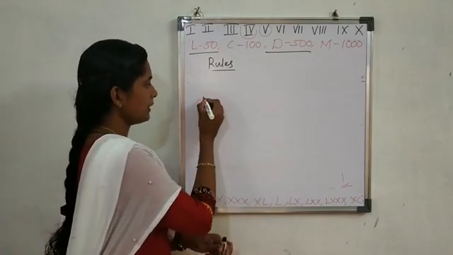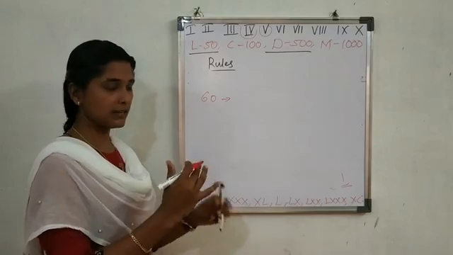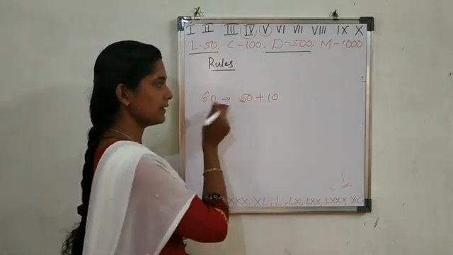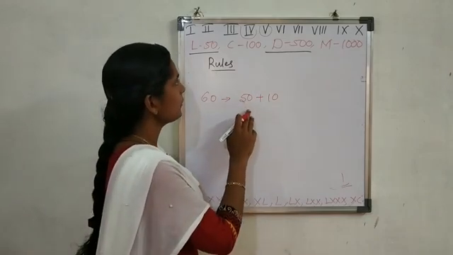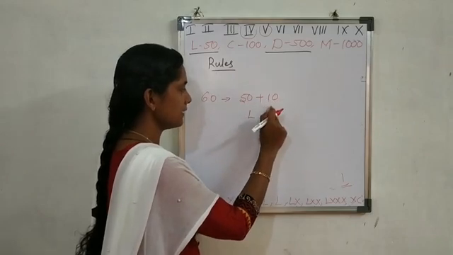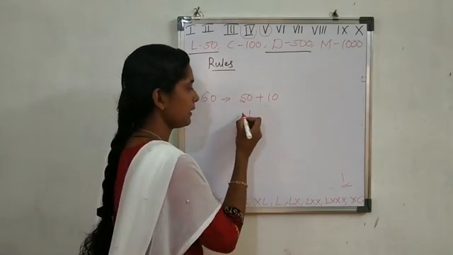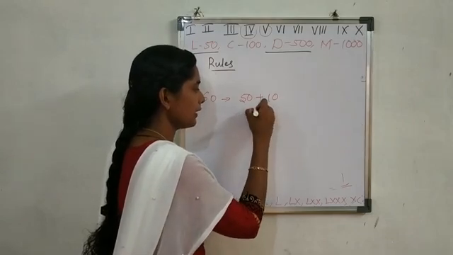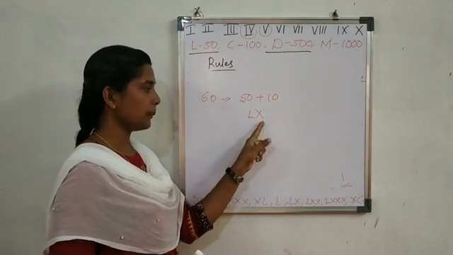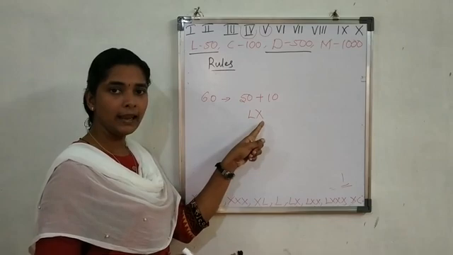Then if you want to write 60, I will write 60. You are adding 50 plus 10. 50 plus 10 is 60. 50, the symbol we know, that is L. Then we have to add 10, on the right side or left side? We write on the right side now. We have to write this X on the right side. Then it means 50 plus 10, 60. The symbol of 60 is LX.